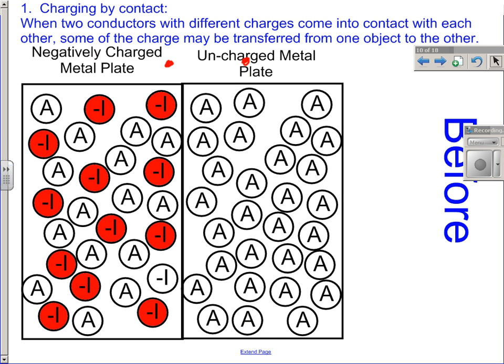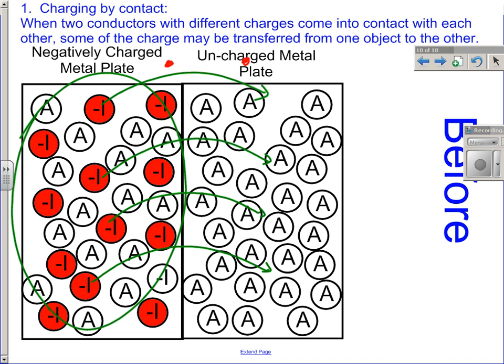Remember, all of those little red ions that I drew there are repelled from each other, right? That's all those extra electrons. So some of these extra electrons that are here are going to get repelled from each other and get pushed over to the other plate. These green arrows that I'm drawing here represent electrons moving away from each other. This green arrow here is an electron moving. Here's an electron moving. Here's an electron moving.